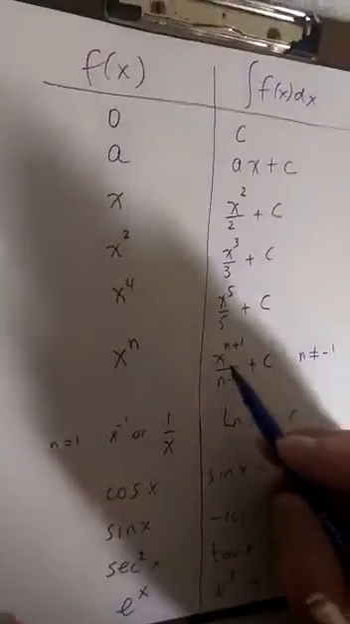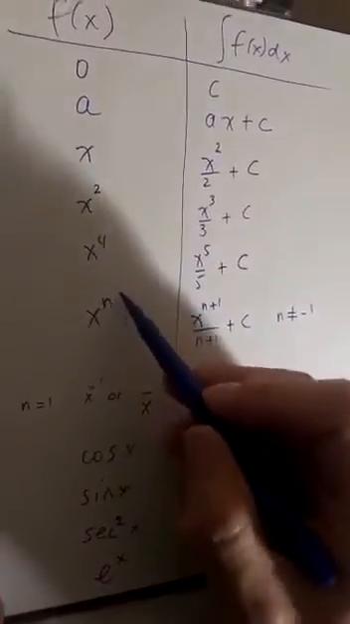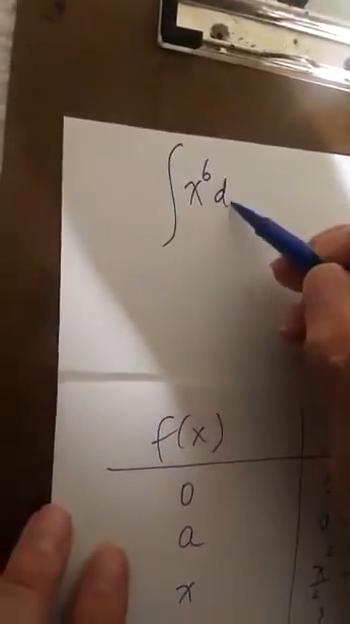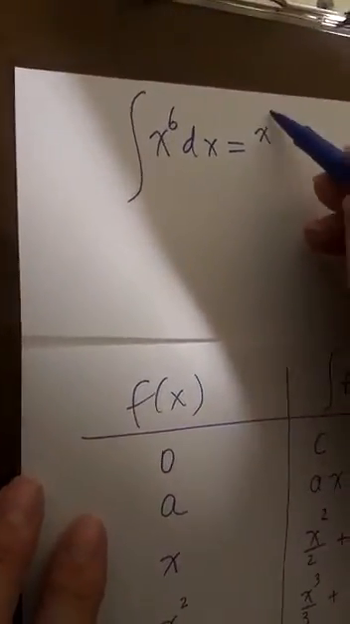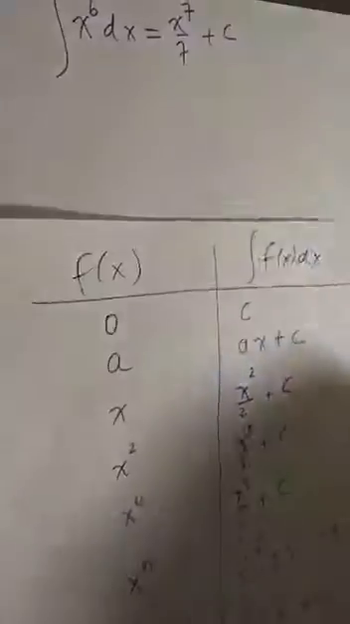So when you integrate x to the power n, that will be x to the power n plus 1 over n plus 1. So what you do, you raise the power by 1 and you divide by the same thing. I'm going to do an example here. If they ask you to integrate, let's say, x to the 6th with respect to x, you raise the power by 1. So it will be x to the 6th plus 1, which is x to the 7 over 7 plus c, and then you're done. Because when you differentiate this, that will give you x to the 6th.